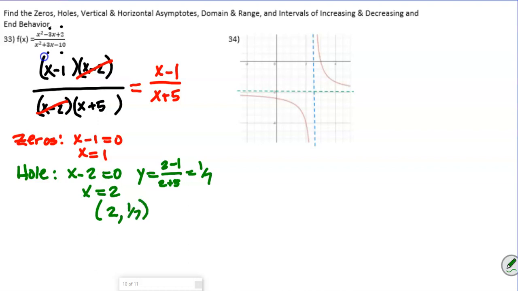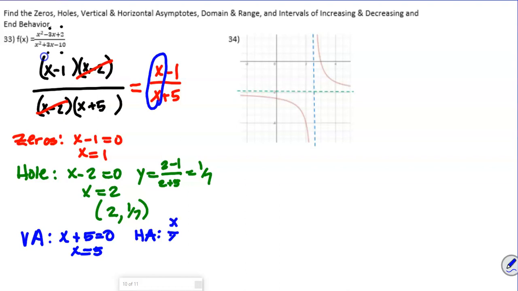Okay, then it's asking us for our vertical and horizontal asymptotes. So our vertical asymptote is going to be our denominator set equal to 0. So x plus 5 equals 0. So x is equal to negative 5. And then our horizontal asymptote, we're going to take these degrees, x over x, and that's equal to 1 over 1, which is equal to 1. So that's our horizontal asymptote, y is equal to 1.